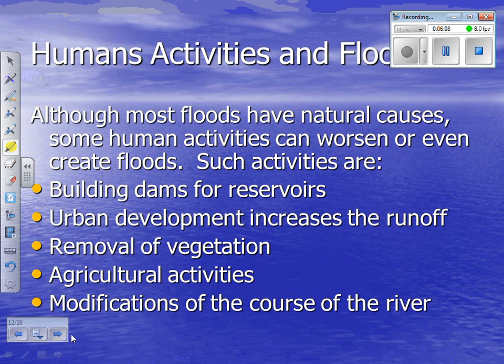Human activities in floods. Although most floods have natural causes, some human activities can worsen or even create floods. Such activities are, number 1, building dams for reservoirs. Number 2, urban development increases runoff. If you put in more blacktop, there's less ground to hold the water back. Removal of vegetation, and that's tied to urban development. Remove the trees and the grass, and the water's going to flow faster towards the river source. Agricultural activities and modification of the course of the river will all cause flooding.